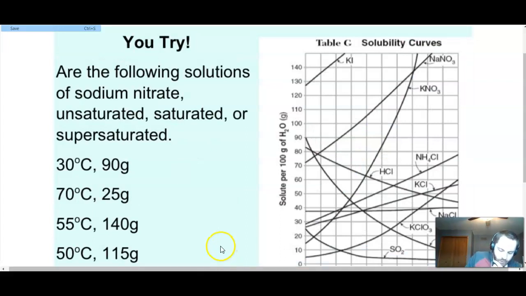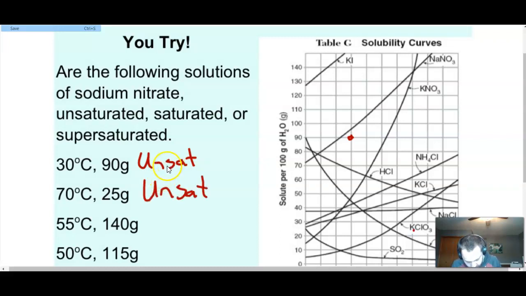Are the following solutions of sodium nitrate unsaturated, saturated, or supersaturated? Again, same thing. I want you to try this, so let's have you pause the video, try these on your own, and then pick back up with it. I'm just going to work through the solutions right now. So 30 degrees Celsius, 90 grams. So I'm going to put a point there. In this case, referring to sodium nitrate, that is actually unsaturated. 70 degrees Celsius, 25 grams. That is definitely unsaturated for the sodium nitrate.